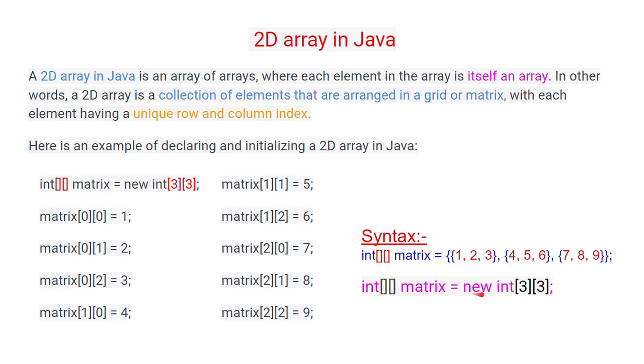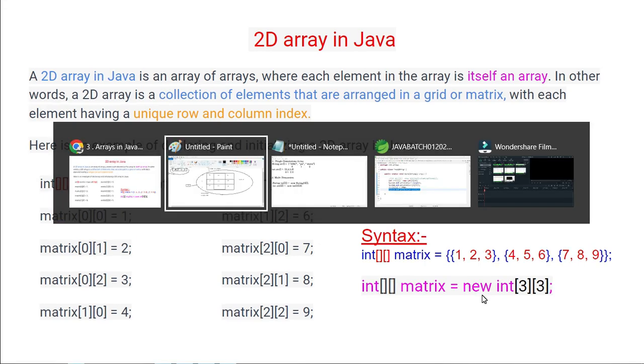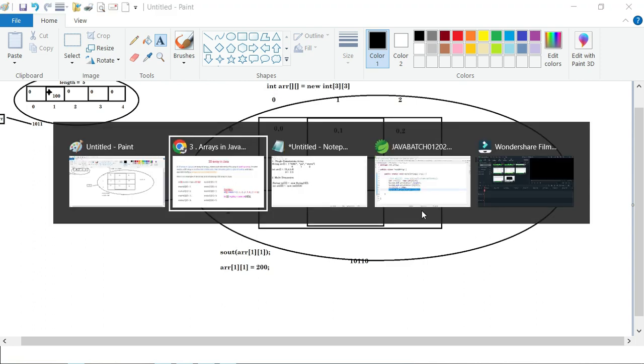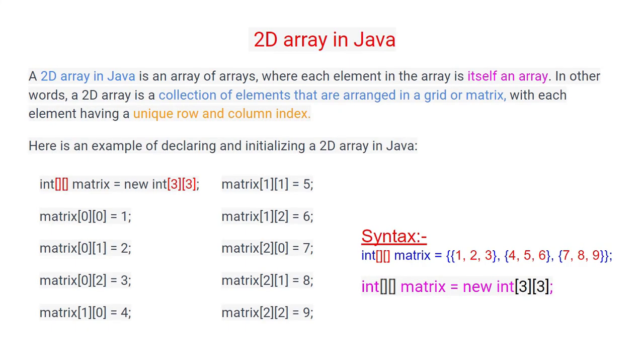So like that we can create a 2D array, which looks like that. If I store the values here, 1, 2, 3, 4, 5, 6, 7, 8, 9, like that it will be stored here. Okay, fine.